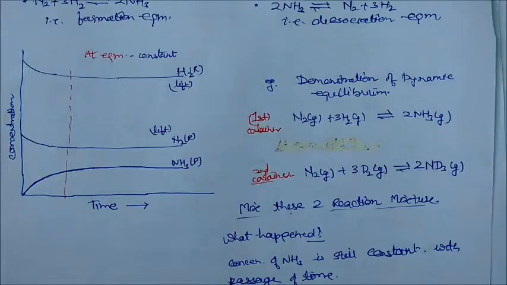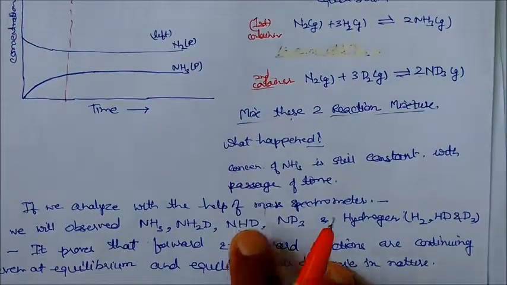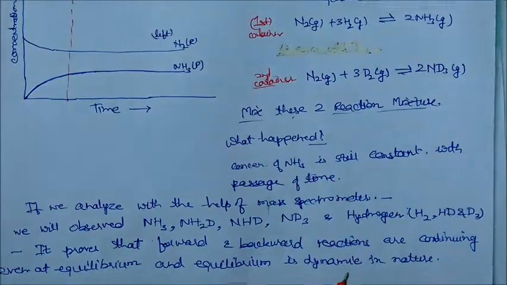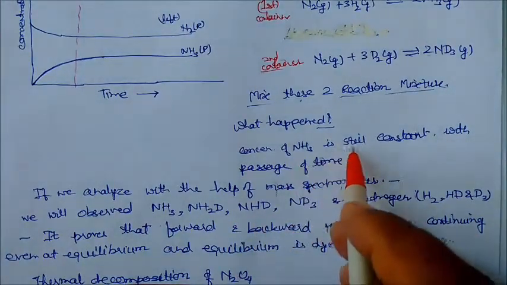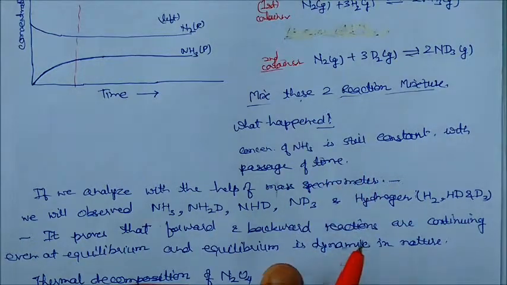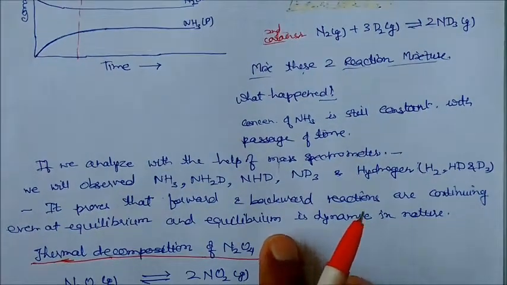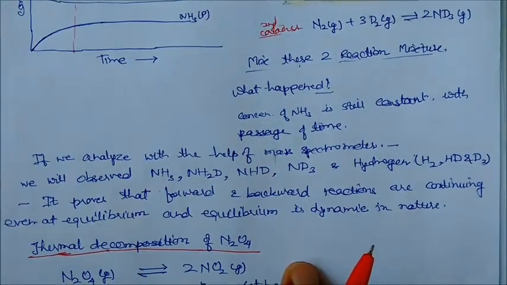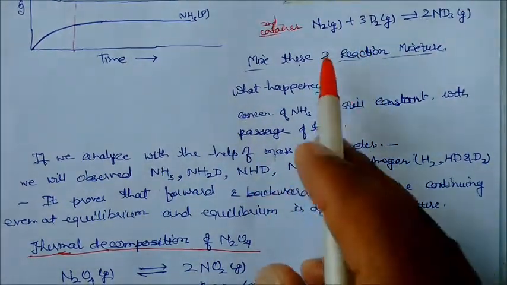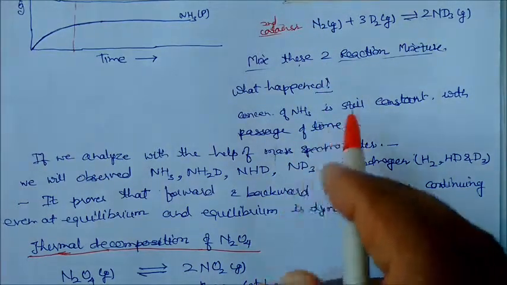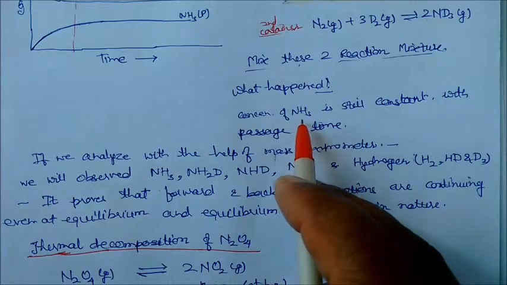After mixing, what will happen? After mixing these two gases at equilibrium, what will happen? We can see the concentration of ammonia is still constant with the passage of time, meaning there will be no change in the concentration of ammonia. Why did it happen? Because they have reached the dynamic equilibrium. So even after addition of these two reaction mixtures, there was constancy of the concentration of ammonia.